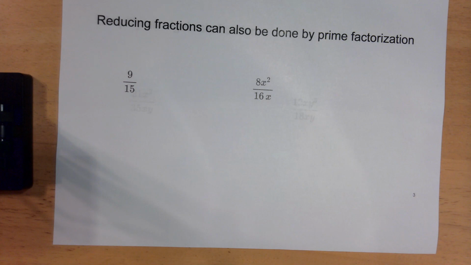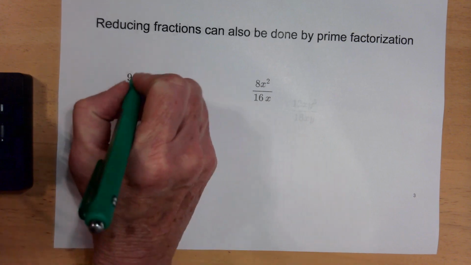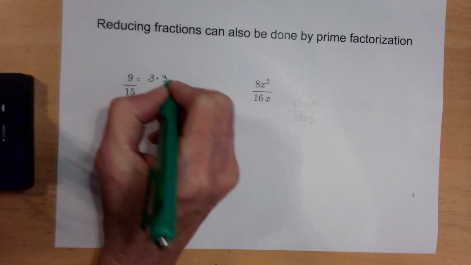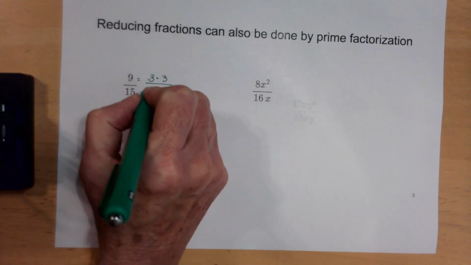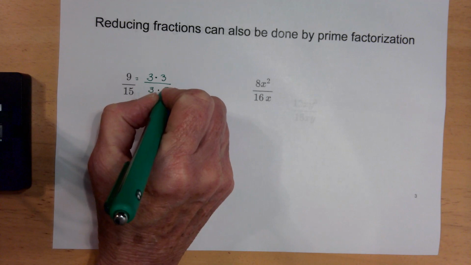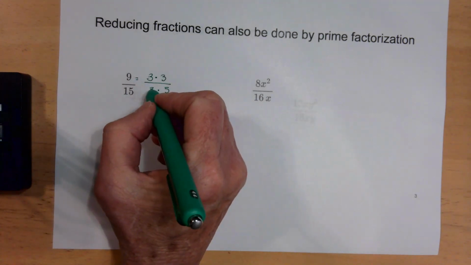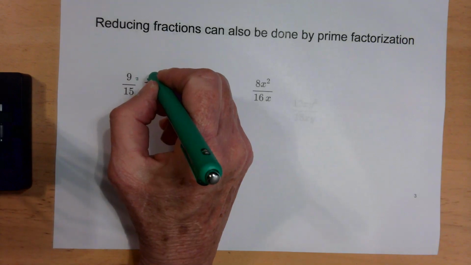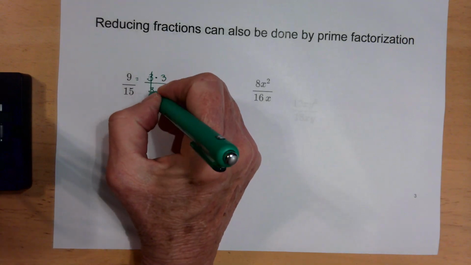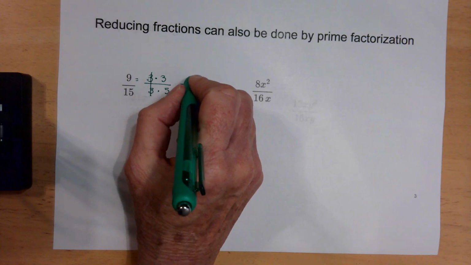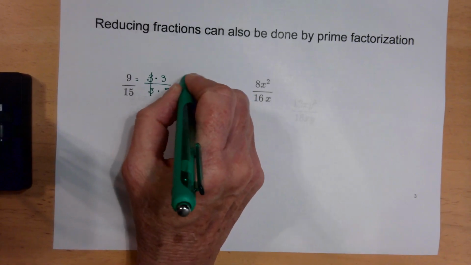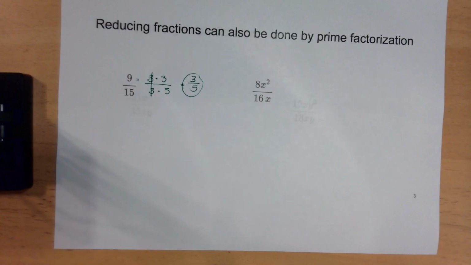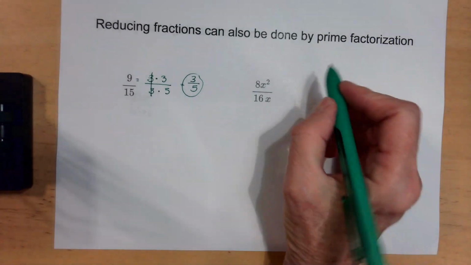Reducing fractions can also be done by prime factorization. If I look at this, the prime factorization of this is 3 times 3, the prime factorization of that is 3 times 5. If I have a 3 on the top and a 3 on the bottom, that's the same thing as 1. 3 over 3 is equal to 1. So I mark those out and I get a fraction of 3/5. It's another way, maybe not the easiest way, but it's definitely another way to reduce fractions.